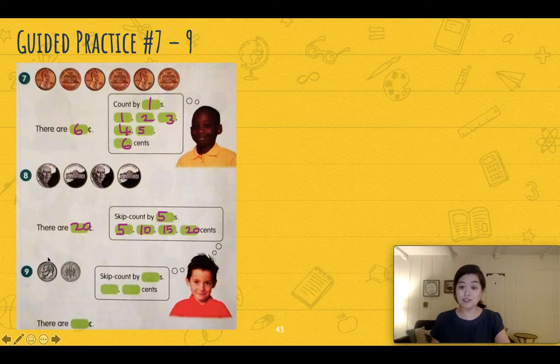Let's look at number 9. What's the name of these coins? These are dimes. What is the value of 1 dime? The value of 1 dime is 10 cents. We will skip count by 10s. Ready? 10. Oops, sorry, my mouse arrow disappeared on me. 10, 20. There are 20 cents.